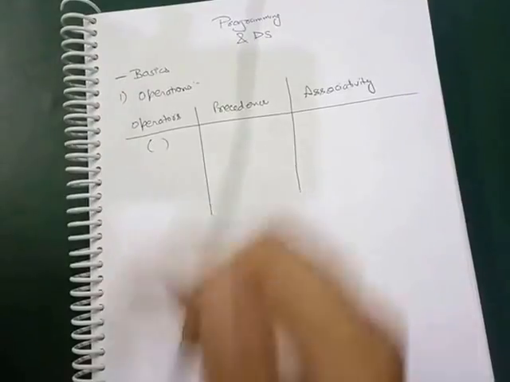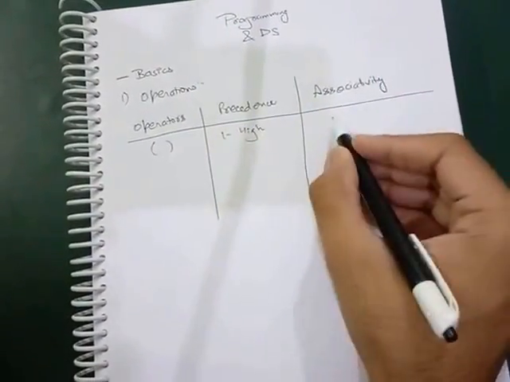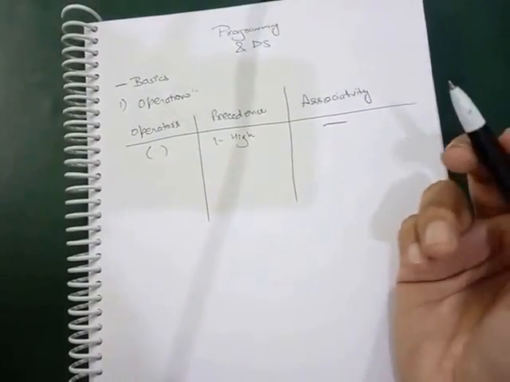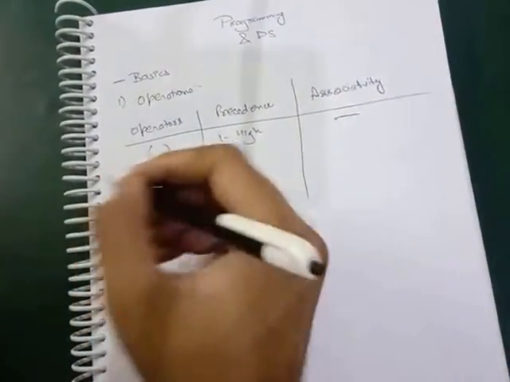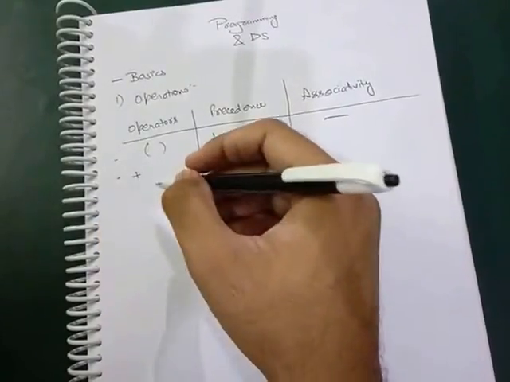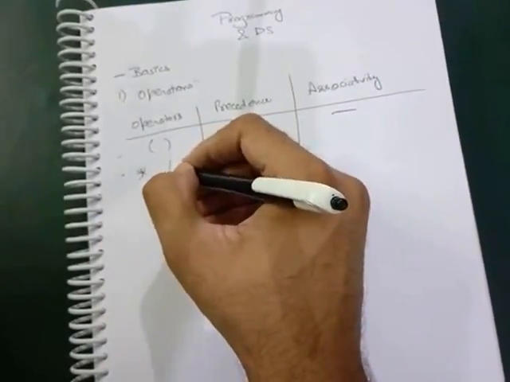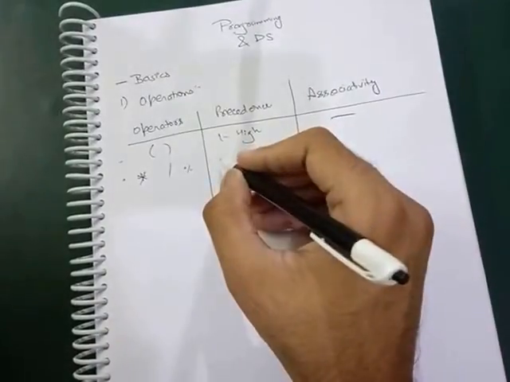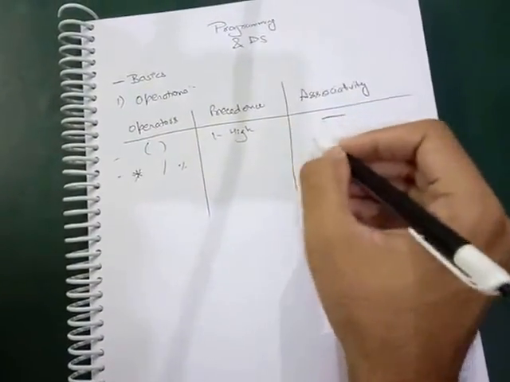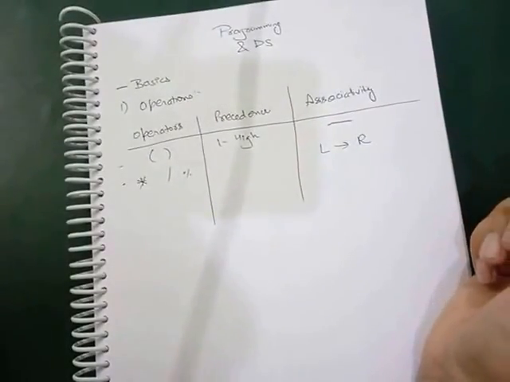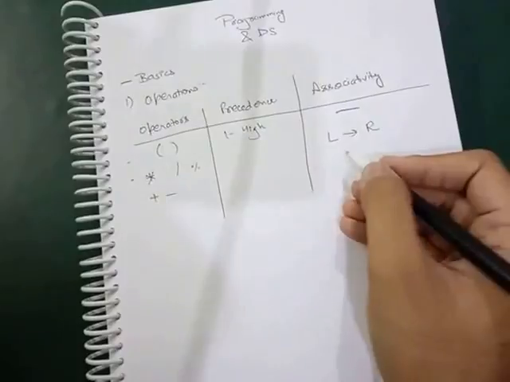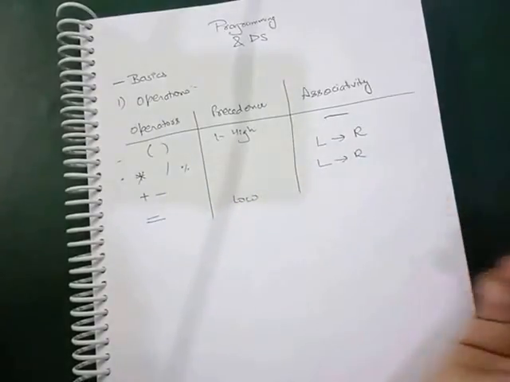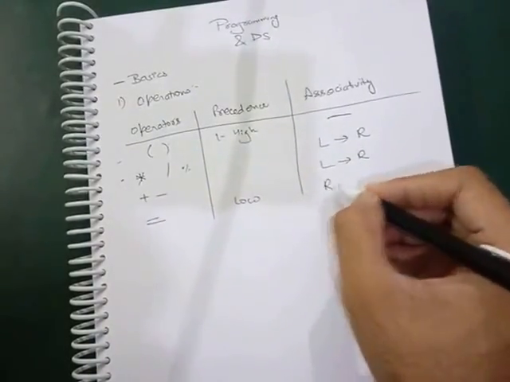So this is bracket, and it has the highest precedence, and there is no associativity. That means you don't need to evaluate the expression from left or right, it doesn't matter. Second is multiplication, division, and modulo. This is the second precedence, and the associativity we get is left to right, and then comes plus and minus, and it is also left to right. Then comes equal to, which is the lowest precedence, and its associativity is from right to left.